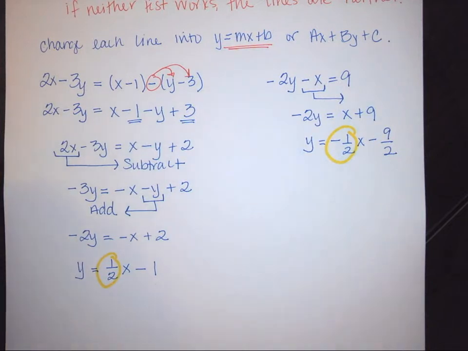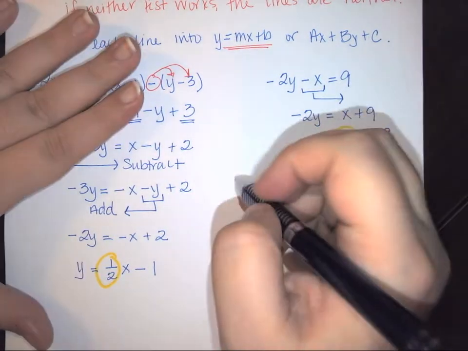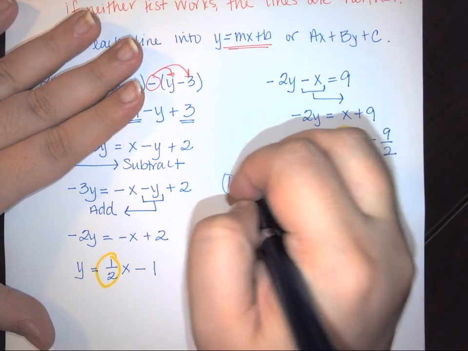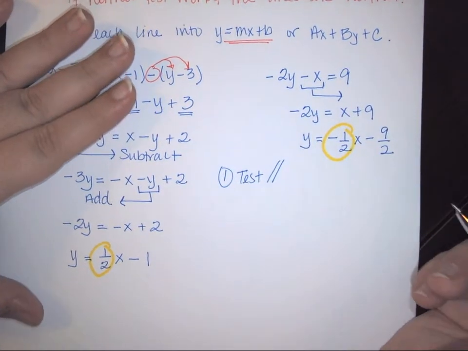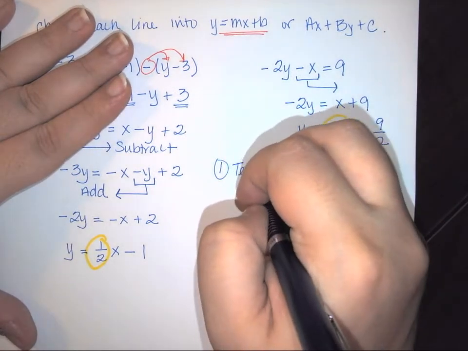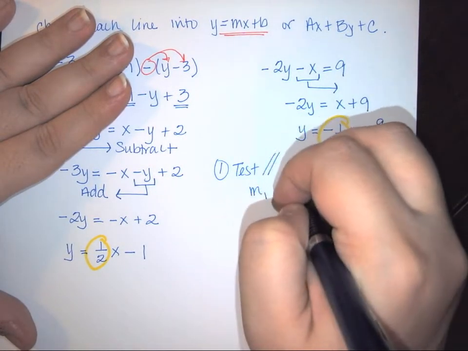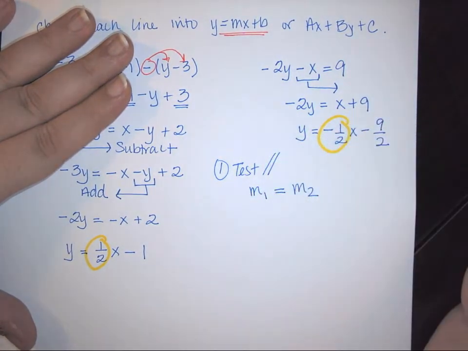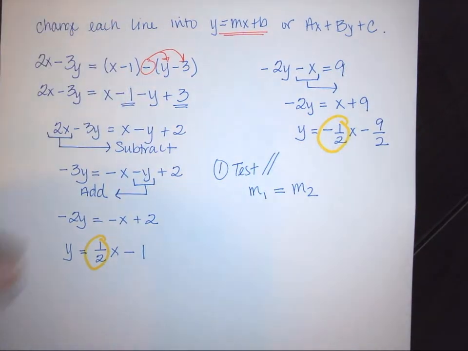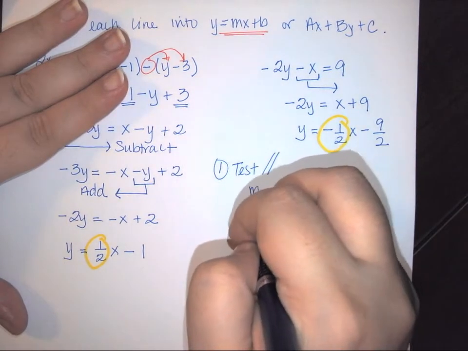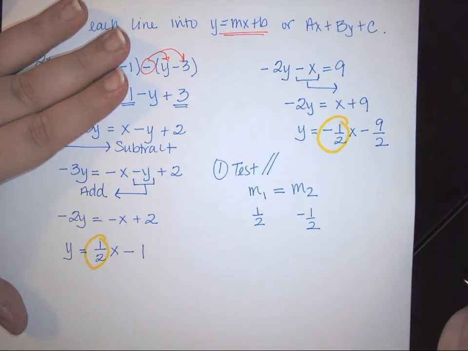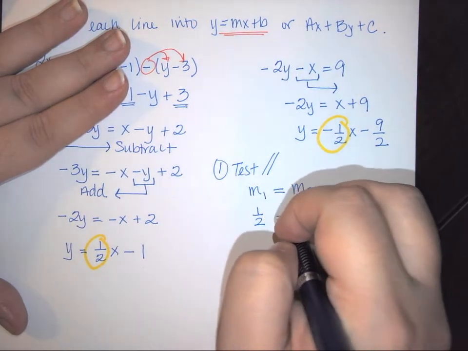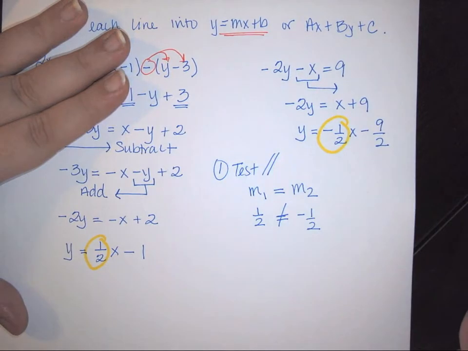So the first thing that we need to do is we have to test parallel. Again, parallel says my first slope should equal my second. My first slope is 1/2. My second slope is negative 1/2. And do these equal each other? Well, they do not. Therefore, you're not parallel.